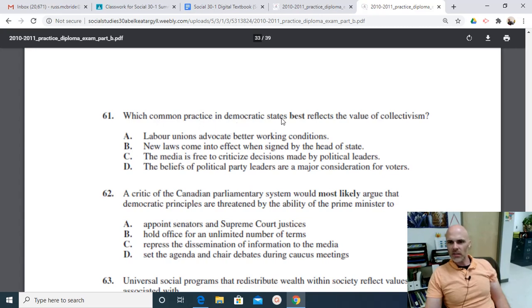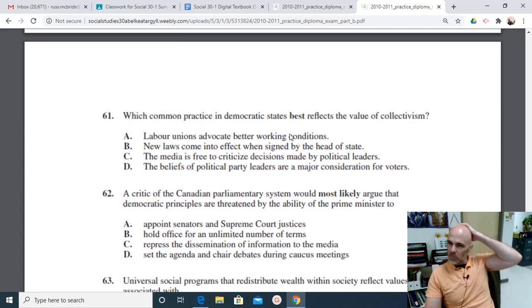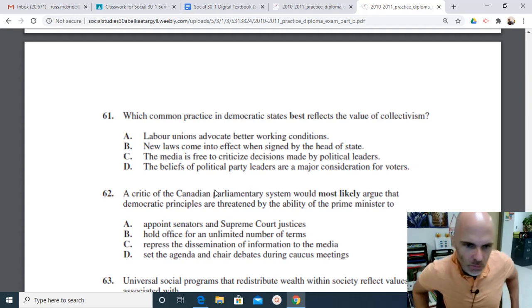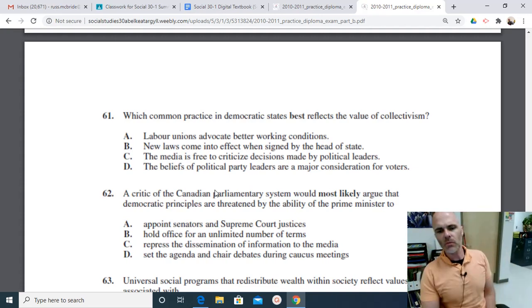Which common practice in democratic states best reflects the value of collectivism? Labor unions, new laws. Well, it says democratic states, right? New laws come into effect when signed by the head of state? Well, wait, what? In democratic states, I don't know how that's collectivism. I'm sorry. The head of state in the United States is an elected individual based upon a free election. That's individualism, not collectivism. So the media is free to criticize. That's not collectivism. The beliefs of political party leaders are a major consideration for voters. Labor unions advocate better working conditions.